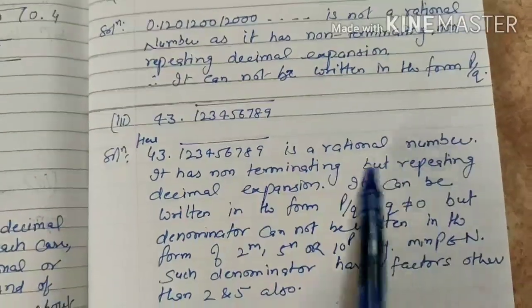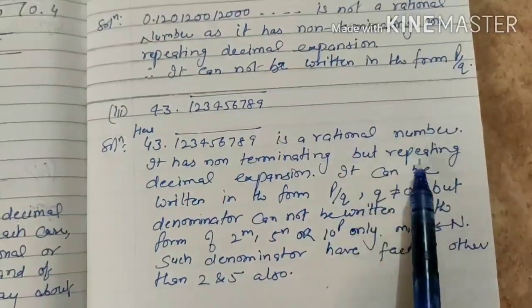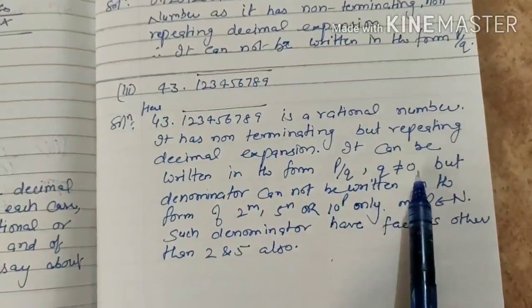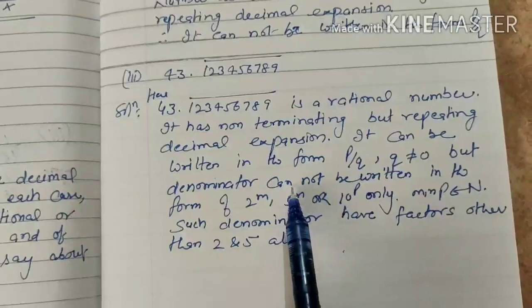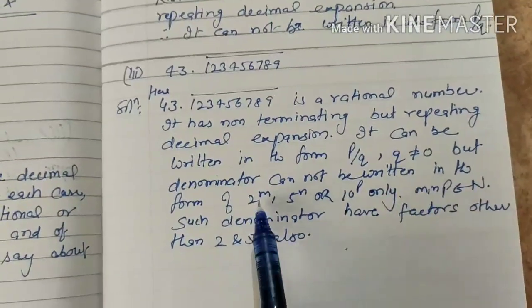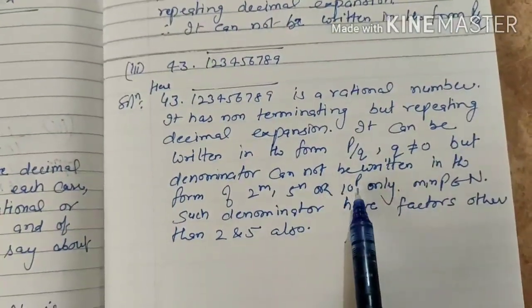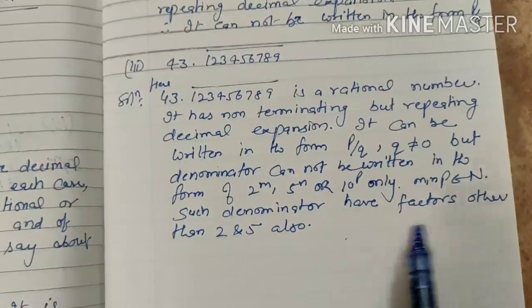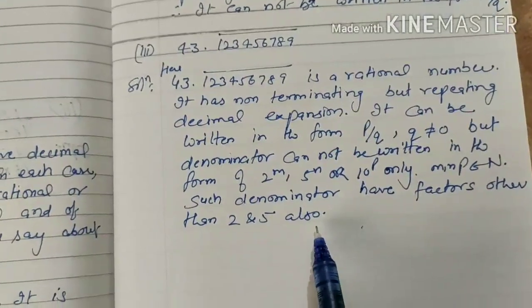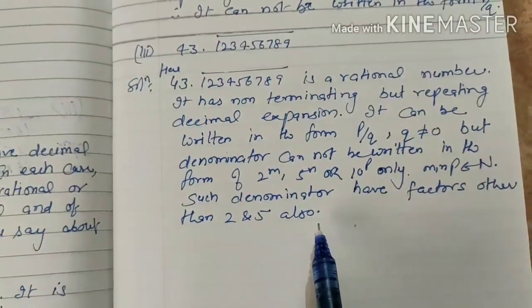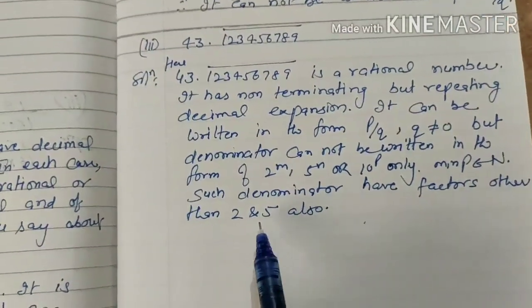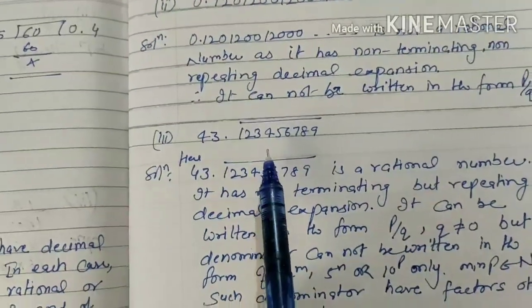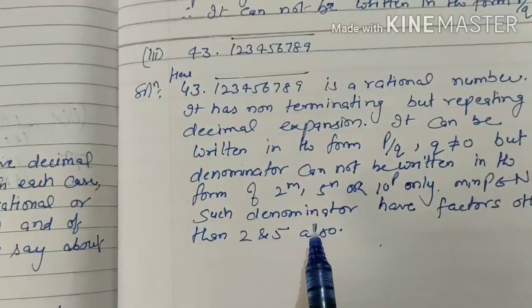So here 43.123456789 bar is a rational number. It has non-terminating but repeating decimal expansion. So it can be written in the form of p by q, where q is not equal to 0, but the denominator cannot be written in the form of 2 raised to power m, 5 raised to power n or 10 raised to power p, where m, n and p belong to natural numbers. Such denominators have factors other than 2 and 5 also. There may be prime factors of 3, 7, 11 other than 2, 5 or 10. So this is non-terminating but repeating decimal expansion. This is all about exercise 1.4.